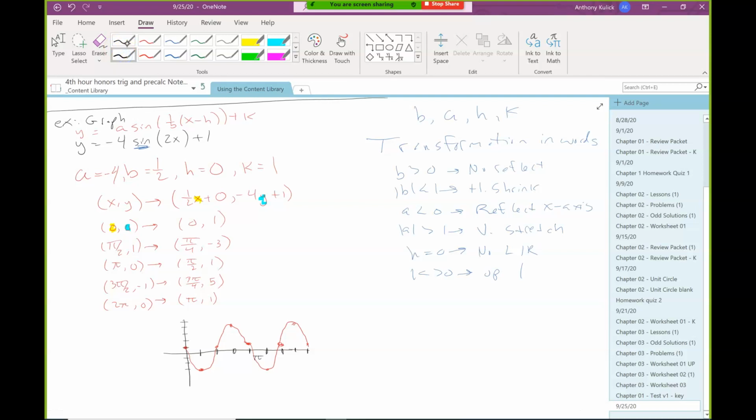Again, this is exactly like we did in chapter 1, right? Nothing changed. The way we did the graphing was exactly the same. The way we described the transformation is exactly the same. Nothing has changed. Everybody okay with this?